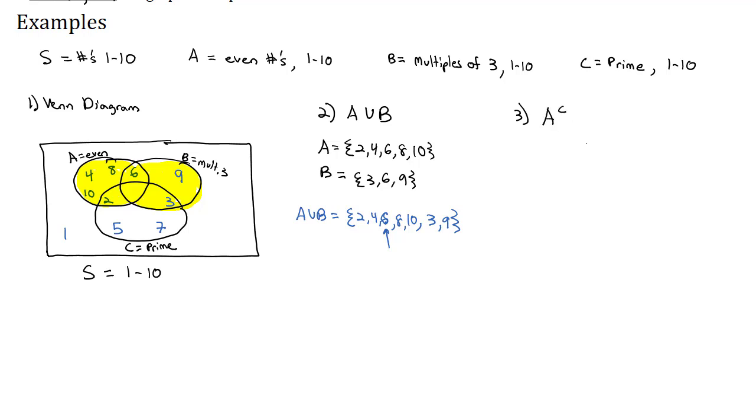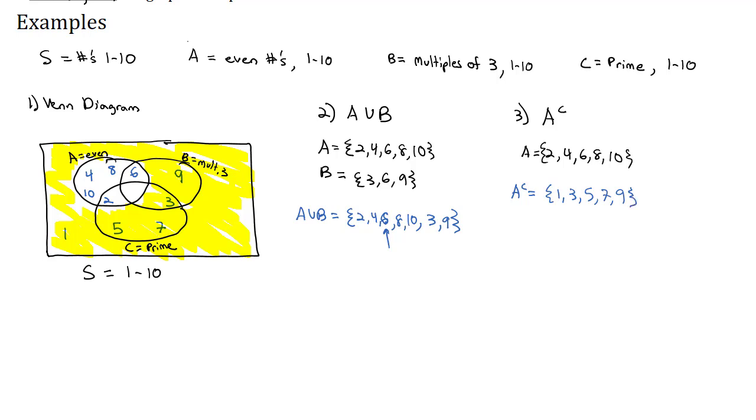What is A complement? Now, if I want A complement, that's asking for everything that's outside of A. So all the numbers that are not part of A, all of those are going to be part of A complement. And so again, it's going to be helpful to remember that A is the even numbers, 2, 4, 6, 8, and 10. So then for our answer, A complement is all the numbers that are not in this list, which is 1, 3, 5, 7, and 9.